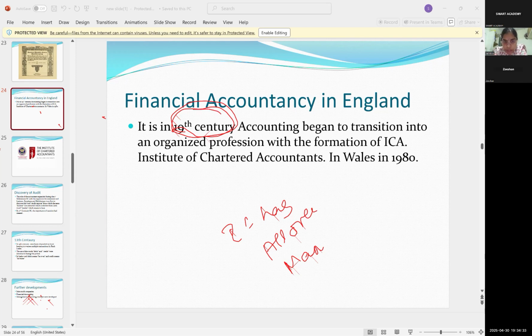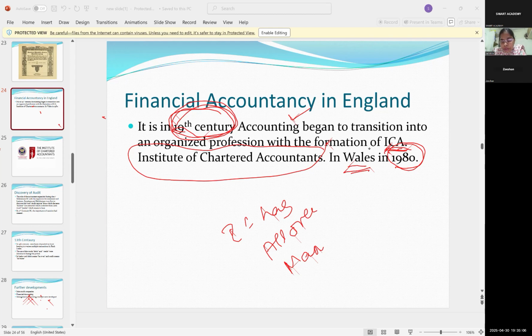So in the 19th century, when they occupied the maximum of the world and started looting all the countries, they realized the importance of accounting. And they started one organization. What is that organization's name? Institute of Chartered Accountants. In short form, we call it ICA, and it was discovered in Wales in the year 1980.